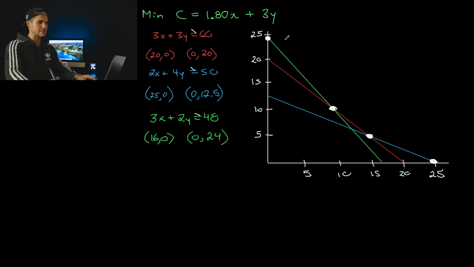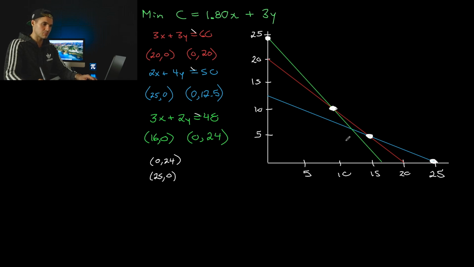And so now let's get the coordinates of these 4 points here. So this one right here, that's the y-intercept of the green line, which is 0 and 24. So that's going to be a point we have to test. And then this point here is the x-intercept of the blue line, which is 25 and 0. So we're going to have to test that. And now what we have to do is find these 2 points of intersection, right?